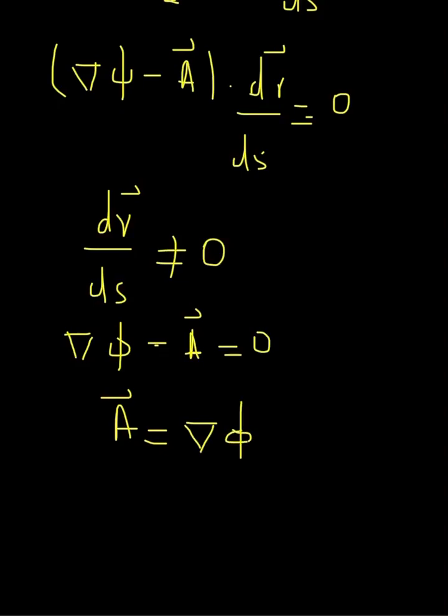So this is the proof. What we have done here: in the first part, we took the condition that A is equal to del phi, and proved that the line integral depends only on the points P1 and P2 but not on the path. But here, conversely, I take the line integral that is independent of the path and prove the condition that A is equal to del phi. So this is the proof of this whole theorem.